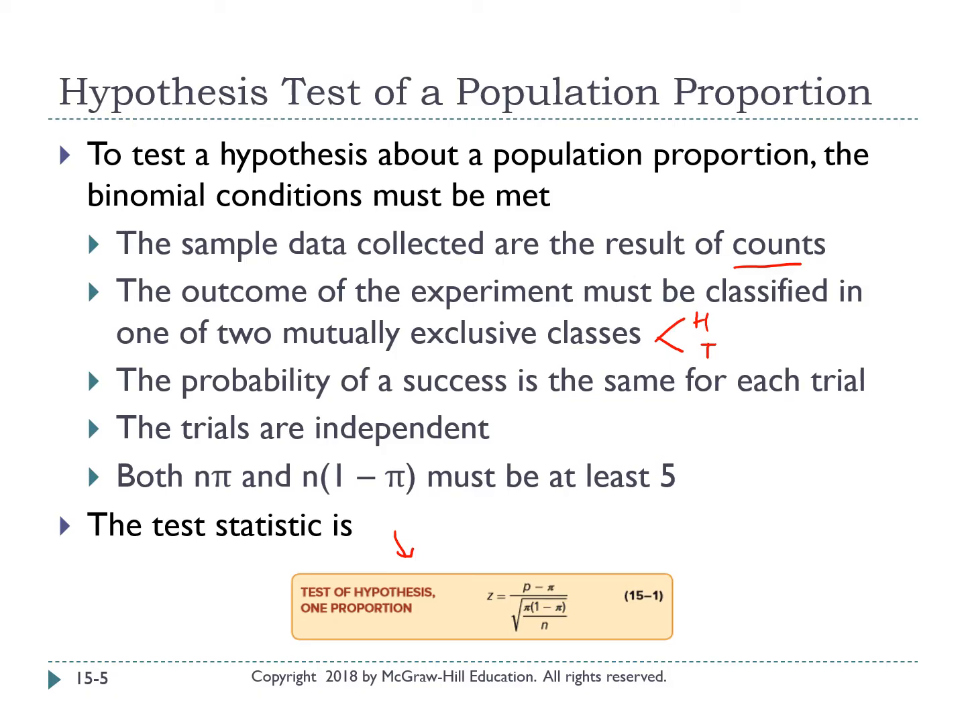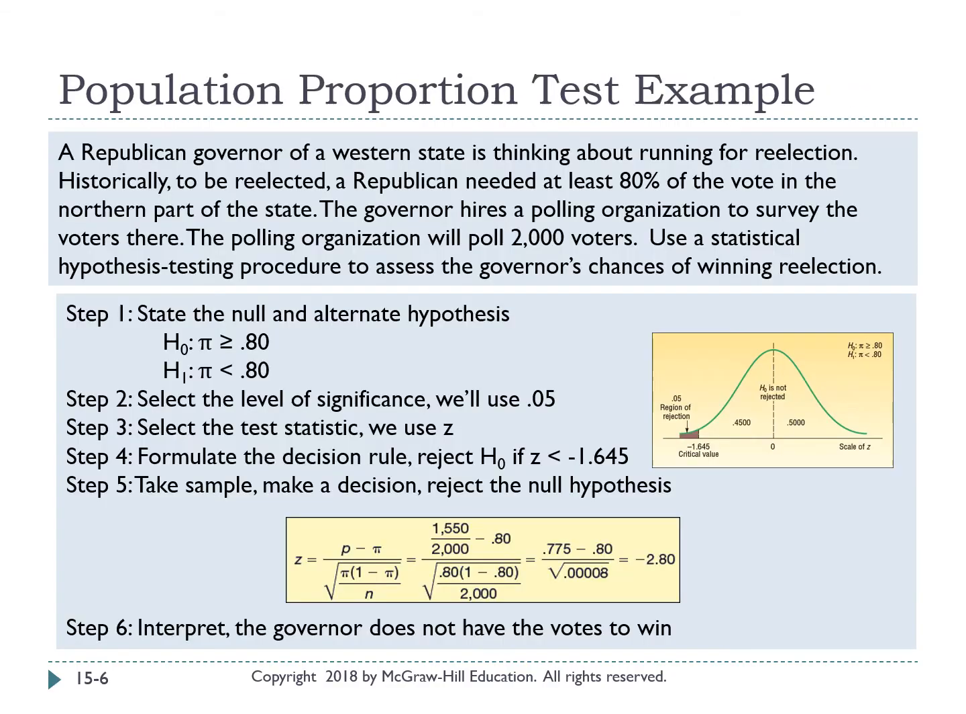And this is the formula to compute the test statistic. You have z equals to p. P is our proportion, which is x over n, minus pi over square root of pi multiplied with 1 minus pi over n. Let's look at the examples of population proportion.